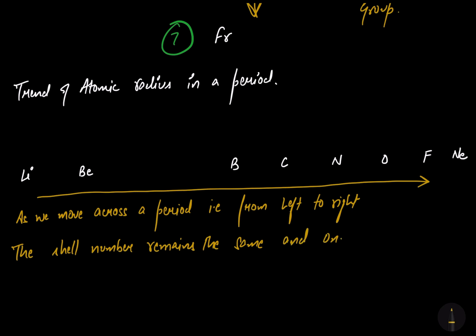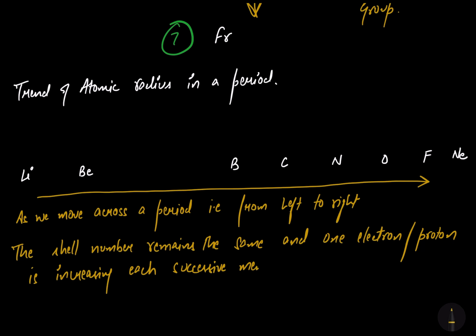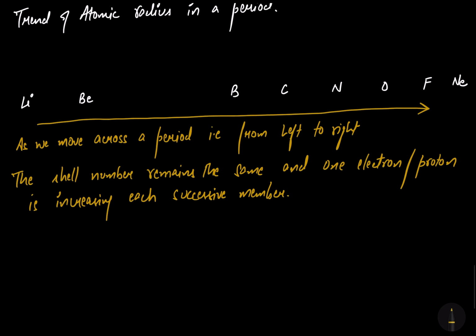and one electron and proton is increasing with each successive member. So as we move from left to right, the shell number will remain the same, but one electron and proton is increasing by each successive member, due to which what will happen, my dear students, what will happen? The effective nuclear charge will increase.